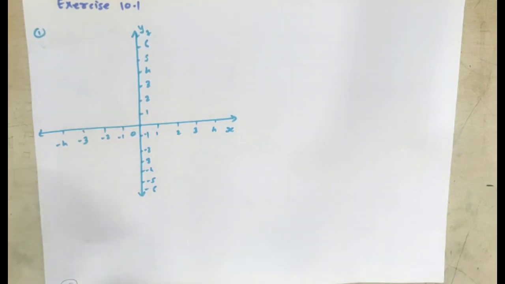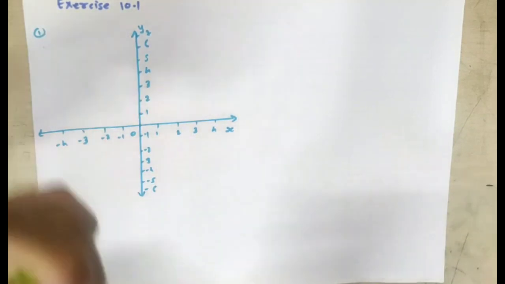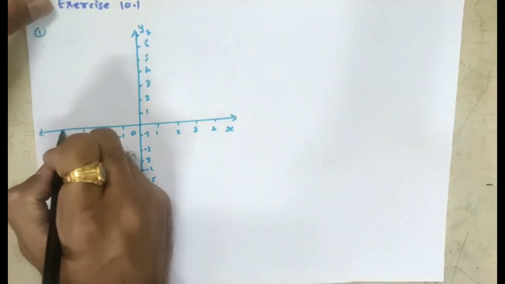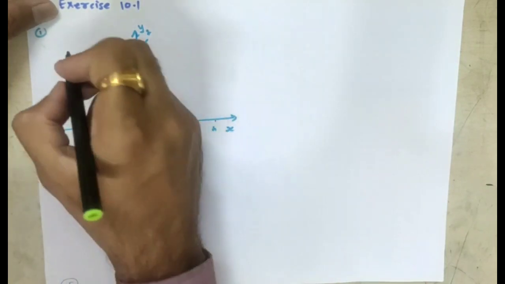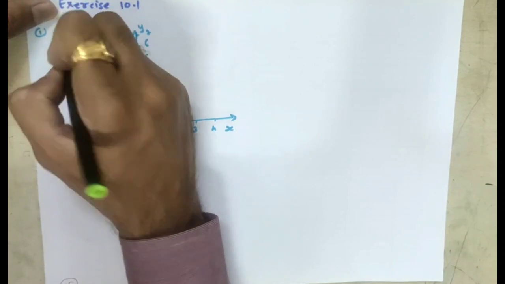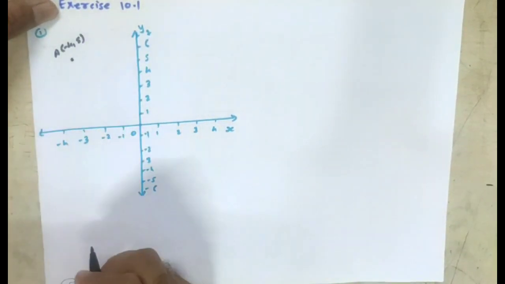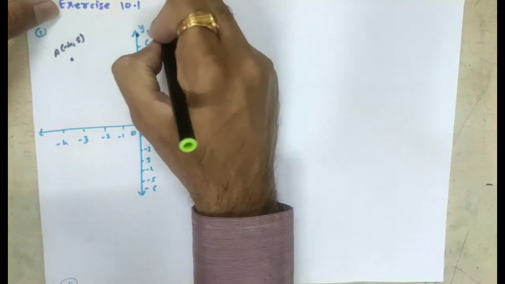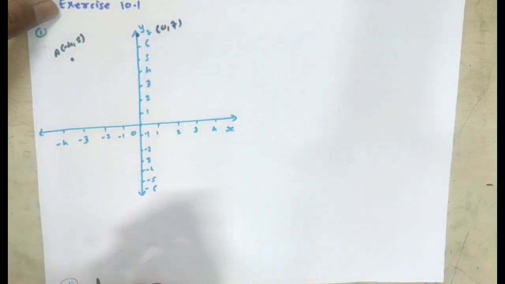So first we have to locate the points, the vertices of the given triangle. So point A, whose coordinates are (-4, 5). So x is minus 4, y is 5. So this is our point A, (-4, 5). This is the first point. Second vertex B, that is (0, 7). X is 0, y is 7. So this is our (0, 7).